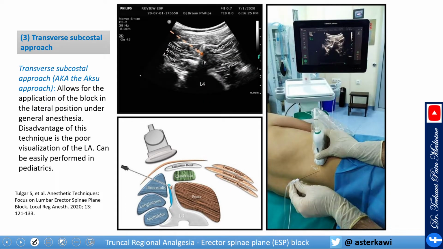The third approach is the transverse subcostal approach, also known as ACOSU approach. It allows for the application of the block in the lateral position under general anesthesia. The disadvantage of this technique is the poor visualization of the local anesthetic, but it is easier to perform in the pediatrics. So see this patient in lateral position, and this is your ultrasound orientation, and you're seeing the TP here.